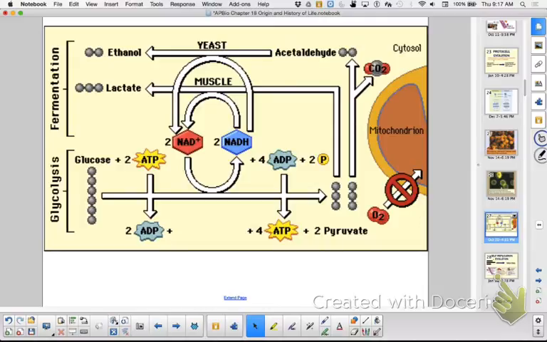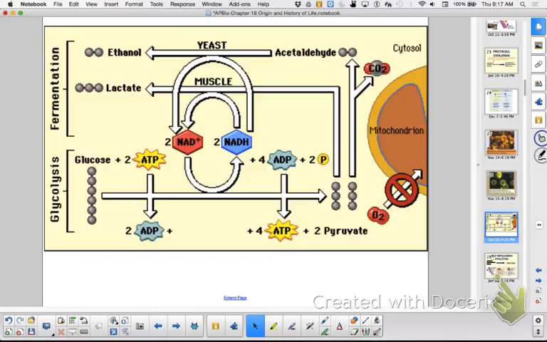All right. So anaerobic respiration, which would just be glycolysis followed by fermentation, right? Doesn't require any free oxygen. How much ATP does it get you?